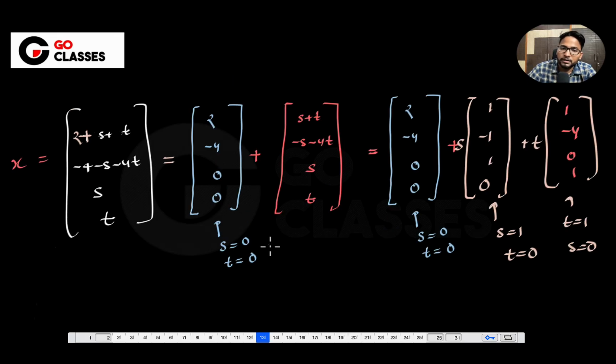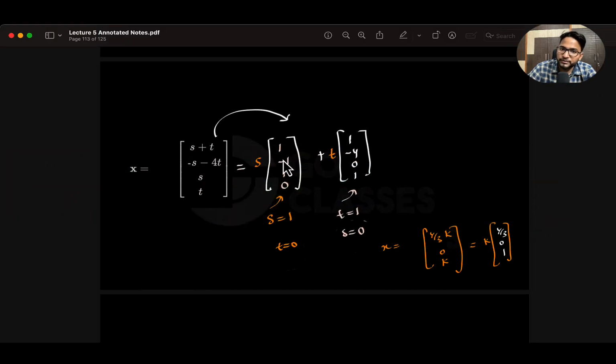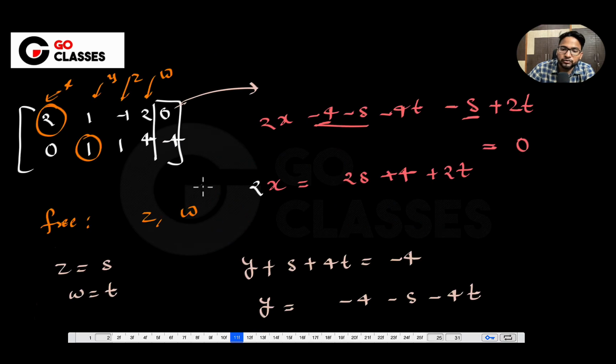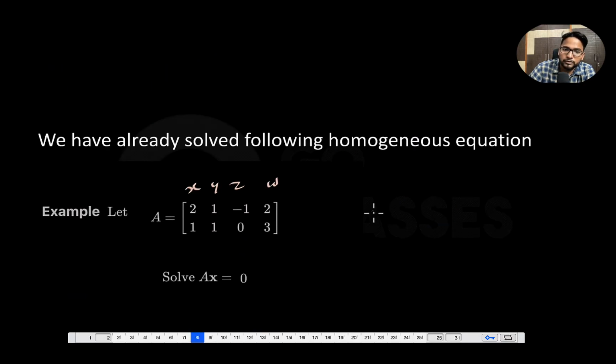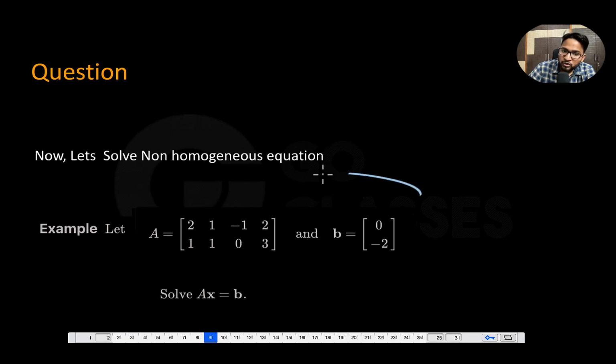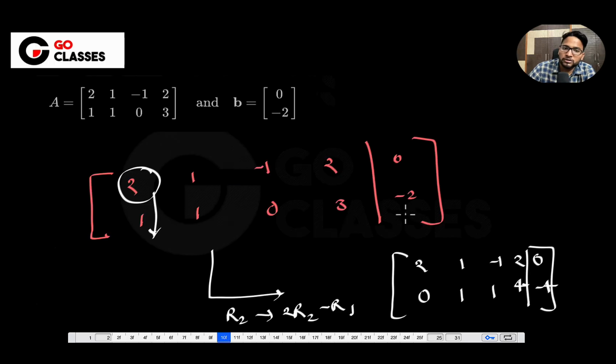If you compare this answer with the original or the earlier answer, you will feel that both are almost similar. It was s plus t, minus s minus 4t, s, t, right? Here also you have the same thing, which means you have s plus t, minus s minus 4t, s, t. But you got some extra vector. See, earlier we were solving for Ax equal to 0, right? And we got some answer. Now we are solving for Ax equal to b, and now we also got some answer.